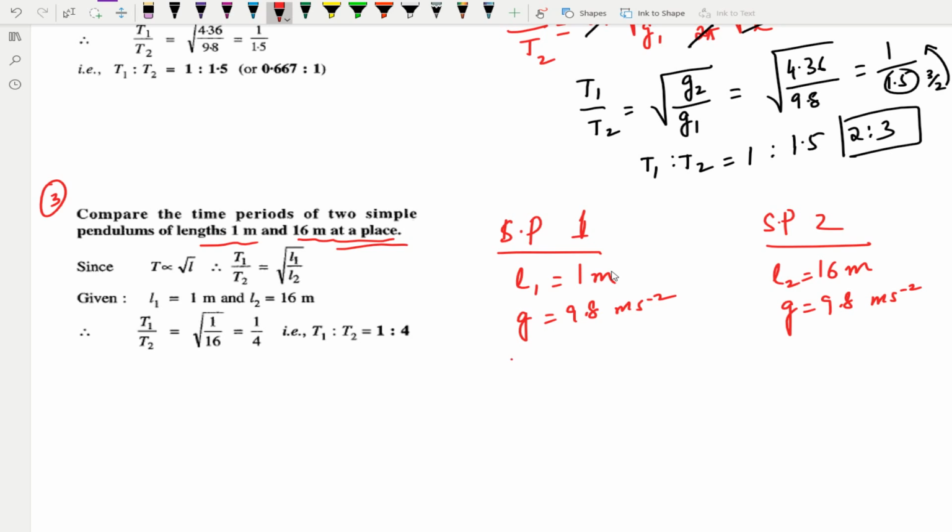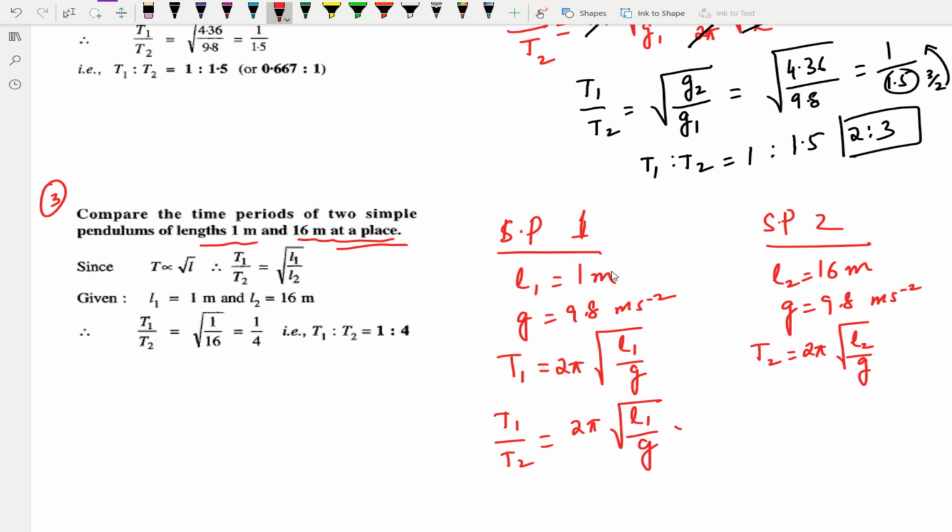Okay, so we are asked to find the time period. Let us take the time periods as T1 is equal to 2 pi root over L1 by g, and T2 is equal to 2 pi root over L2 by g. Similarly, we are asked to compare, meaning find the ratio. T1 by T2 is equal to 2 pi root L1 by g into 1 by 2 pi root g by L2. Now you can see 2 pi getting cancelled, g getting cancelled, so it will become root over L1 by L2.